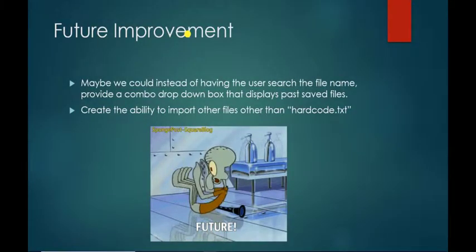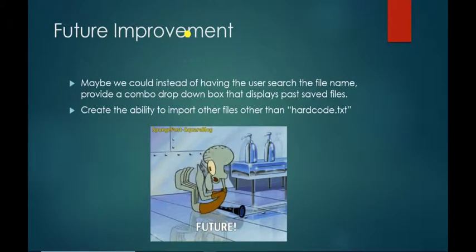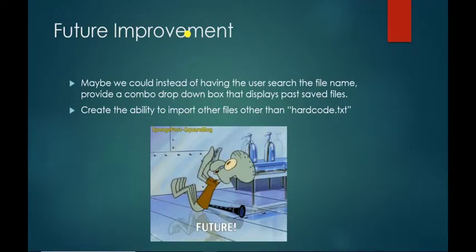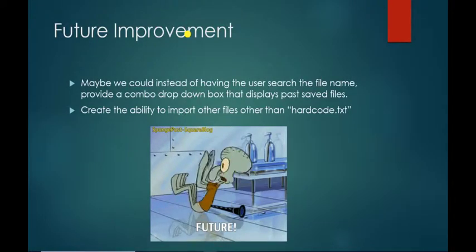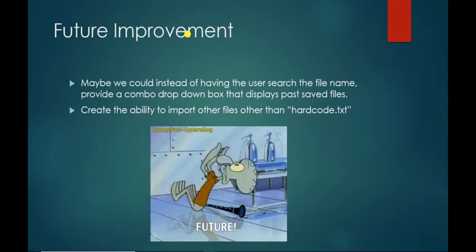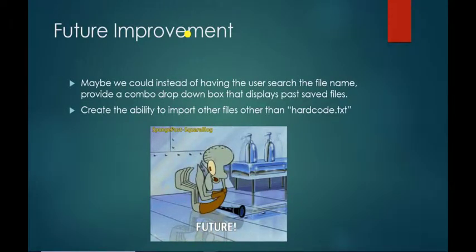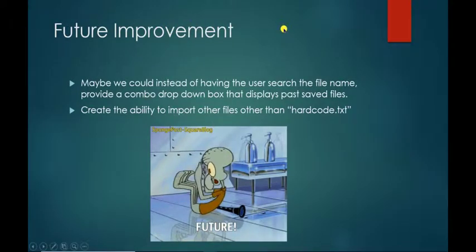And future improvements that we definitely could see is maybe having like a combo drop down box that would let the user choose different files, or a better idea would be to create the ability to import other files other than hardcode text, so like any file in our system would be able to be loaded into this text box. And let's just get into the code.